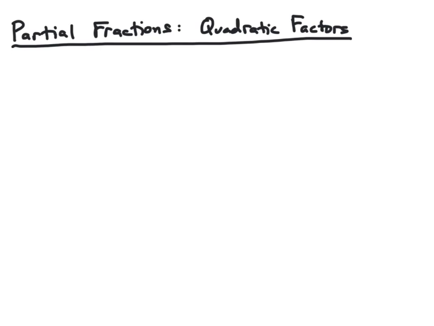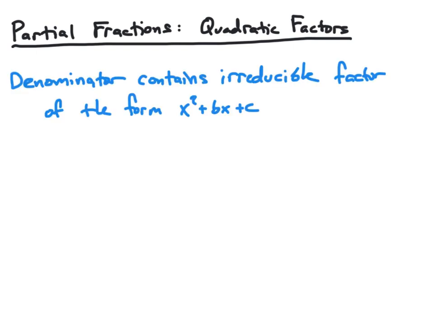In this video, we're going to look at how to use partial fractions to evaluate integrals of rational functions whose denominators contain quadratic factors. Specifically, we're looking at rational functions where the denominator contains an irreducible factor of the form x squared plus bx plus c. Notice that if the quadratic factor is not irreducible, we should factor it completely into two linears and then follow the process for partial fractions with linear factors.